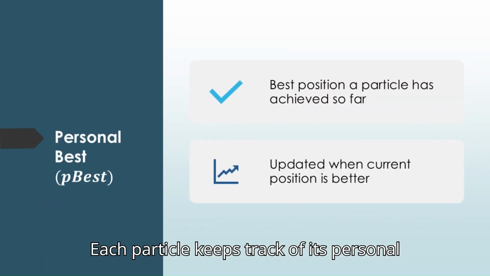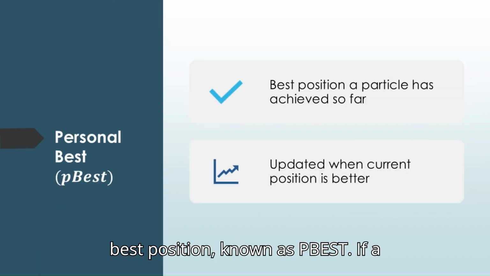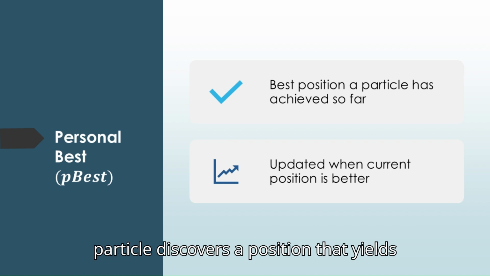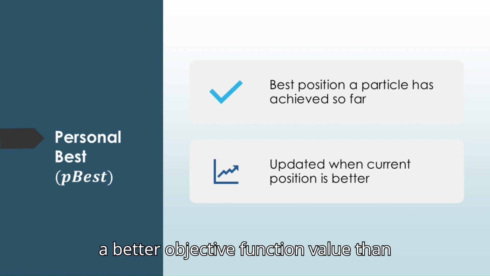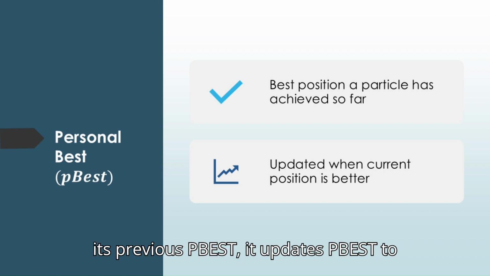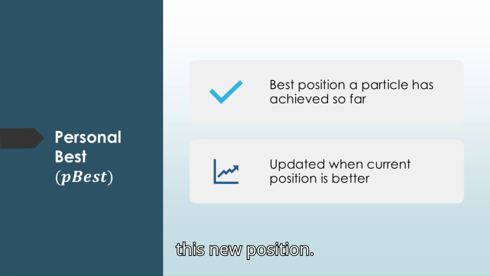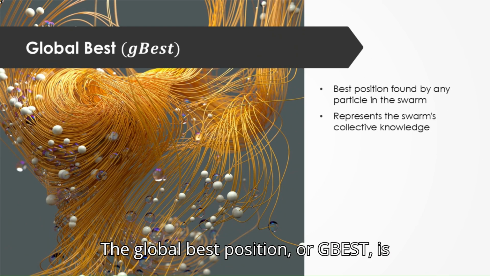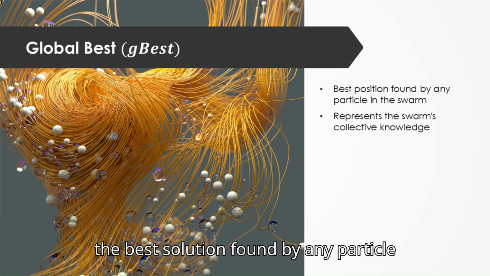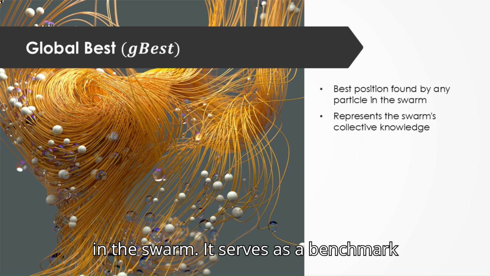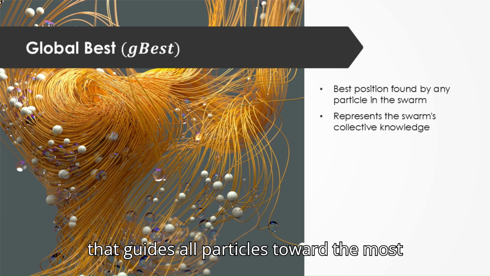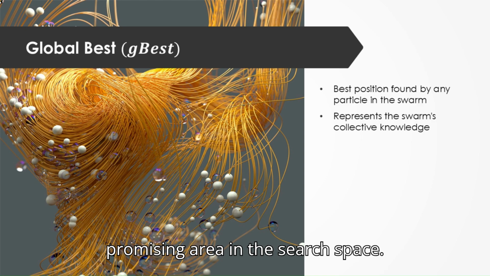Each particle keeps track of its personal best position, known as best. If a particle discovers a position that yields a better objective function value than its previous best, it updates best to this new position. The global best position, or G-best, is the best solution found by any particle in the swarm. It serves as a benchmark that guides all particles toward the most promising area in the search space.